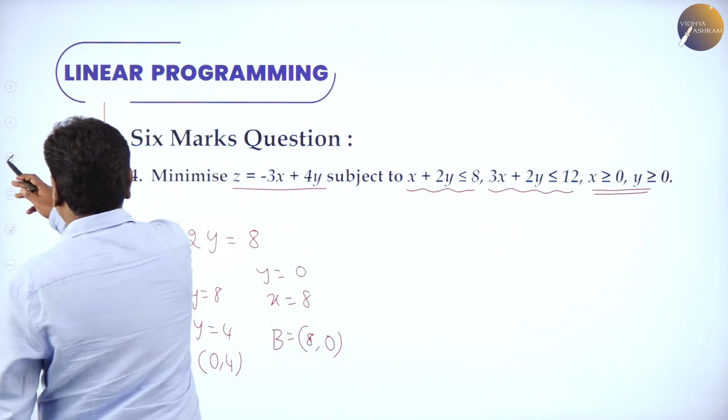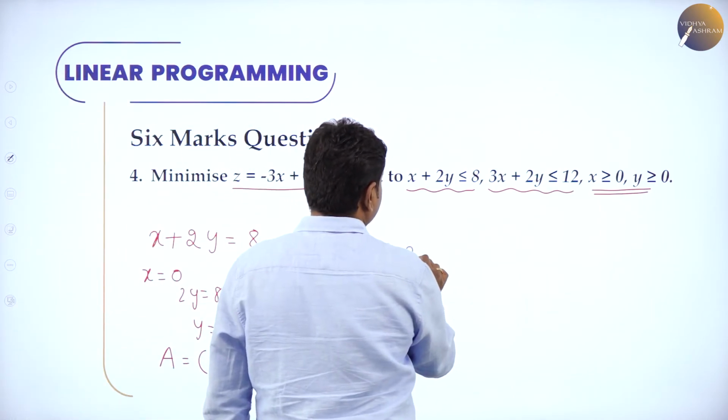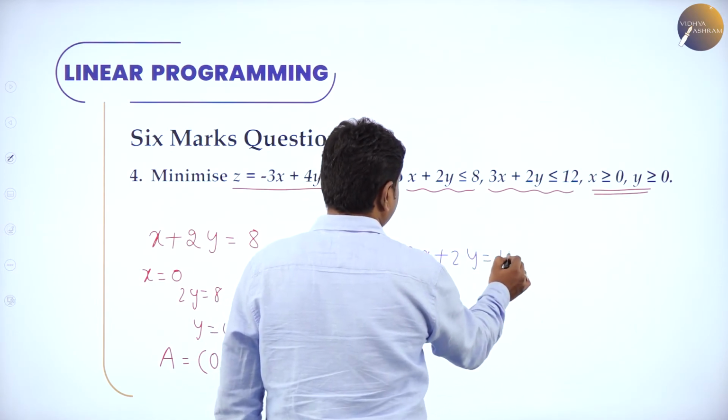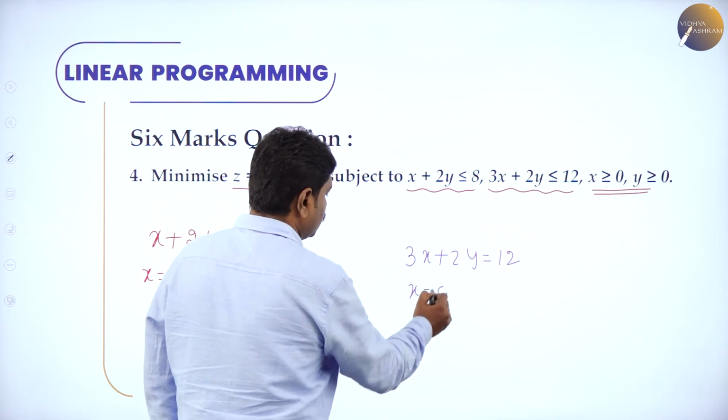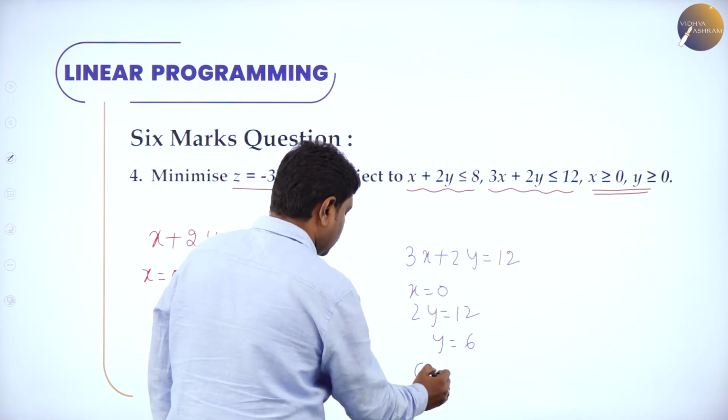Then we'll draw the second line. What is the second constraint they give? 3x plus 2y is equal to 12. So put x is equal to 0. So 2y becomes 12 and y becomes 6. And call it as c is what?